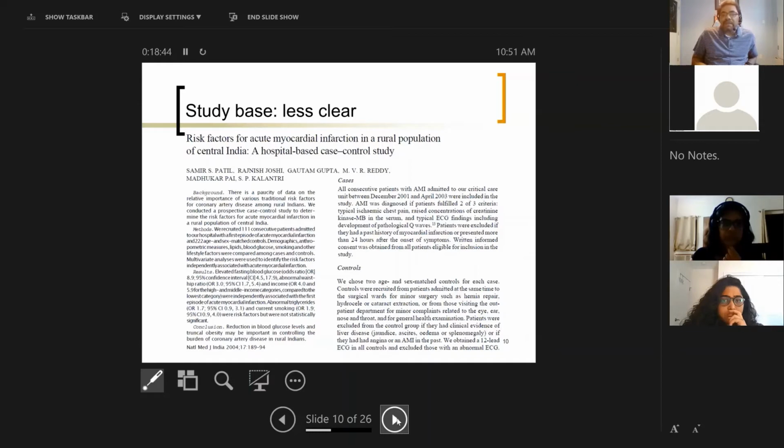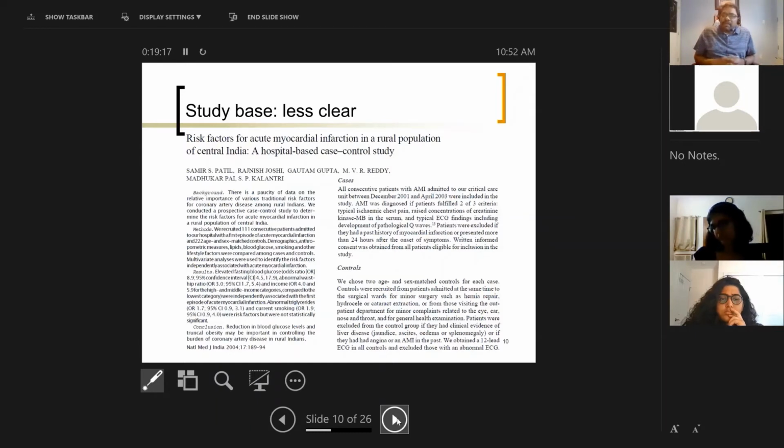So here's what they did. All consecutive patients with acute myocardial infarction admitted to the Mahatma Gandhi Institute in Sevagram between a certain time were included in the study. They were all cases. And there was a clear definition of what a myocardial infarction is. Cases are always easy, right? You go to any hospital, you will find cases. Cases are always easy to recruit. No matter what, you will find them, whichever place you went, right? So all acute myocardial infarction at Sevagram are the cases.